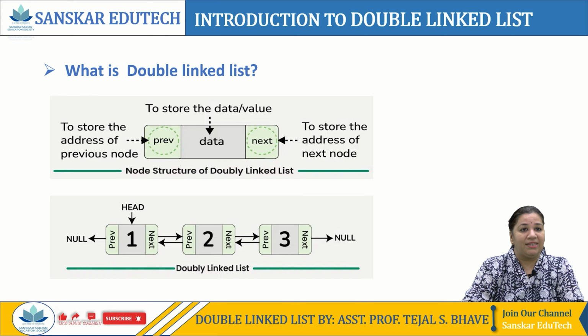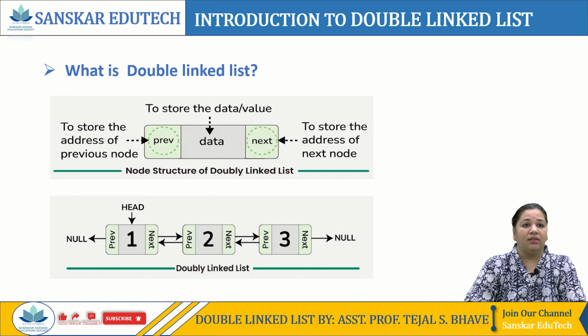Basic terminology of linked list: the node consists of three parts: previous pointer, data and next. Now what is a node? Node is the element in the linked list which consists of three parts: previous node's address, data part and next node's address. Previous pointer gives the address of the previous node in the double linked list. Data is used for storing the value. Next pointer gives the address of the next node.